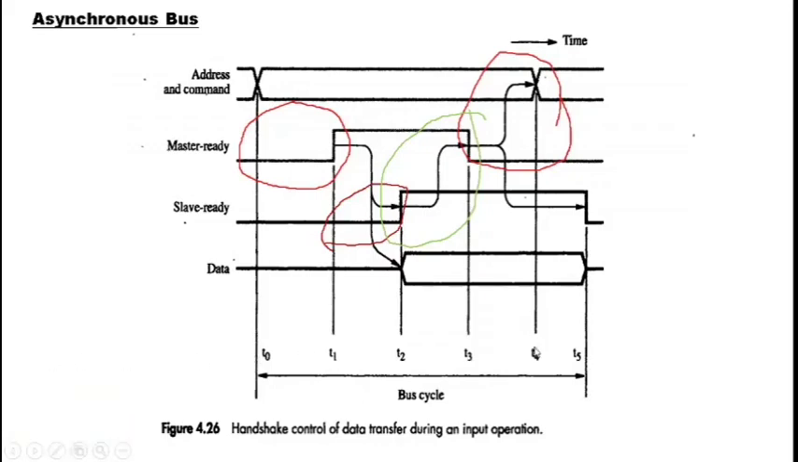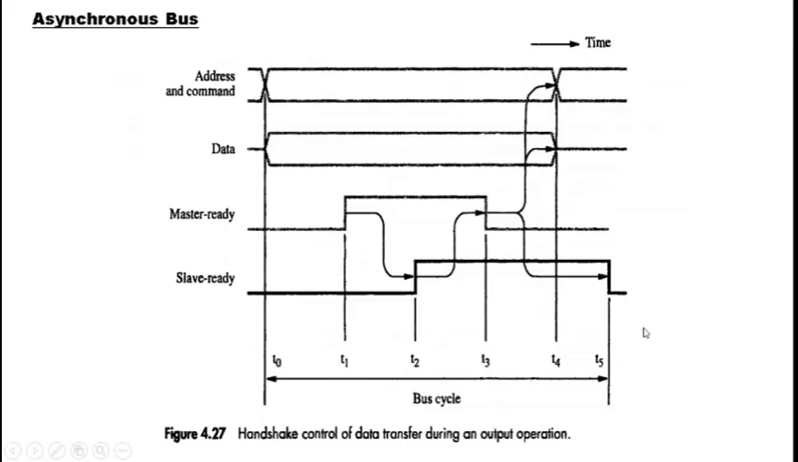And now we will see the case of an output operation. Okay, so what is an output operation? An output operation is one in which the master generates the data to be given to the slave, and the slave is trying to read the data from the master. Okay, so again this is asynchronous mode.